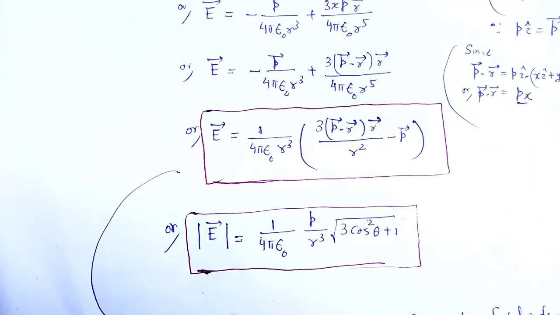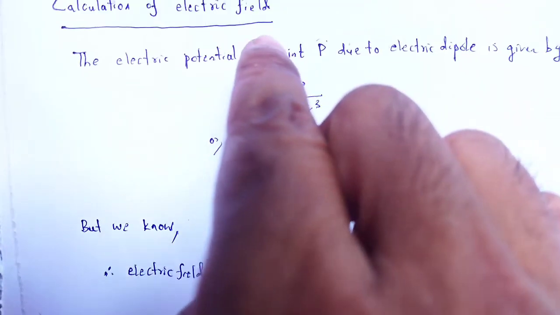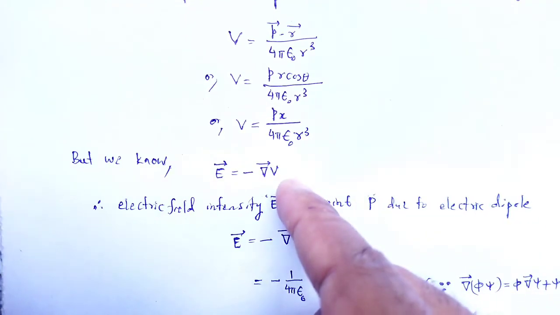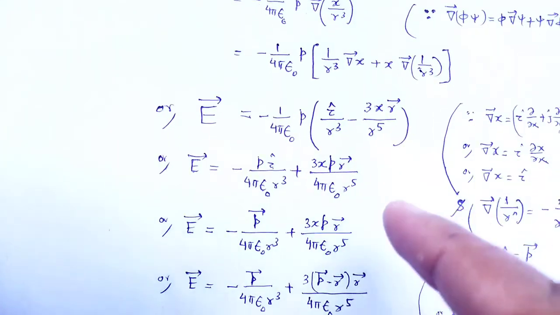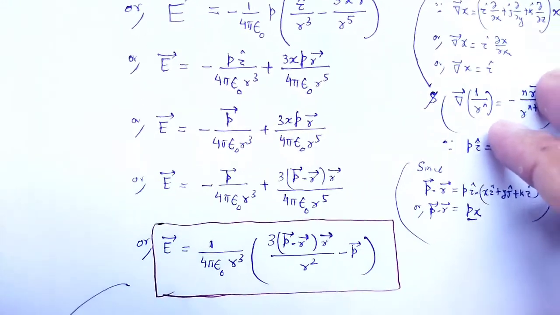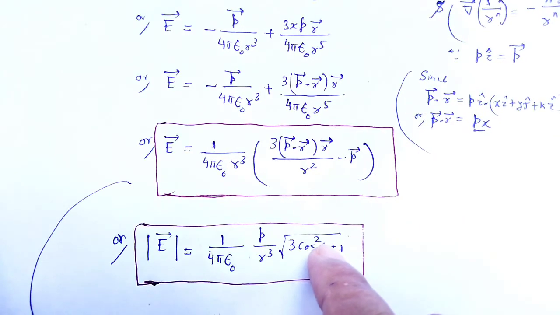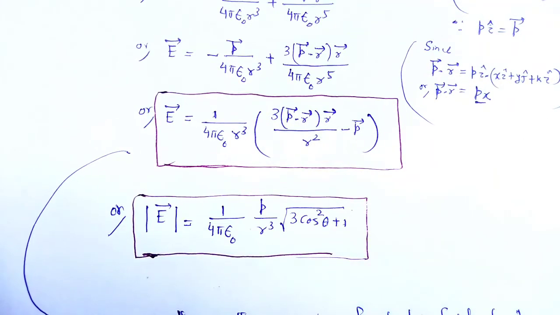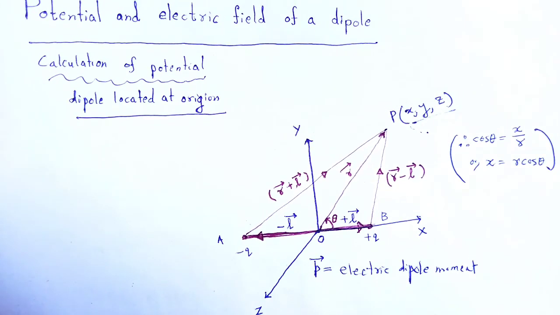So, here we calculate the electric field from the expression of potential by using the relation that electric field is the negative of potential gradient, and simplifying those equations, finally we get that relation, and its magnitude can be found out by solving those vector terms here. This is the magnitude. So, with the help of this video lecture we understand potential and electric field of a dipole.